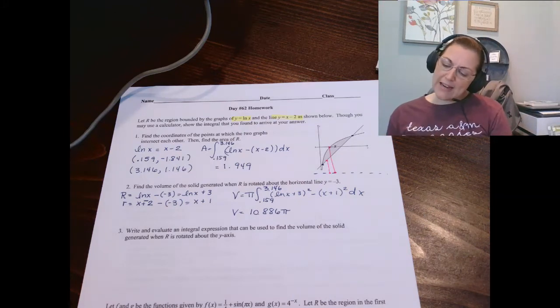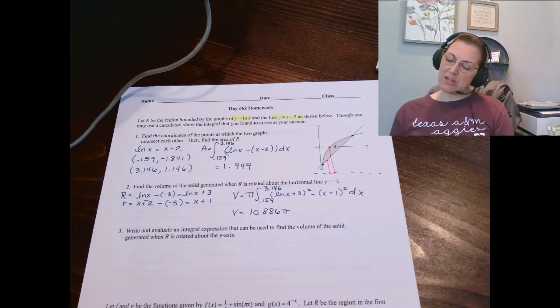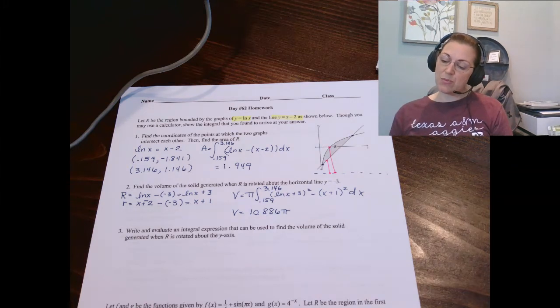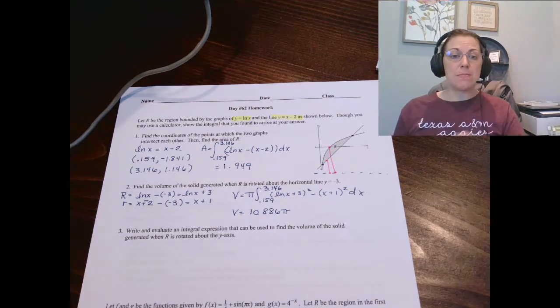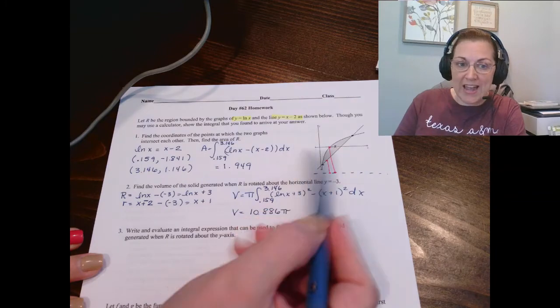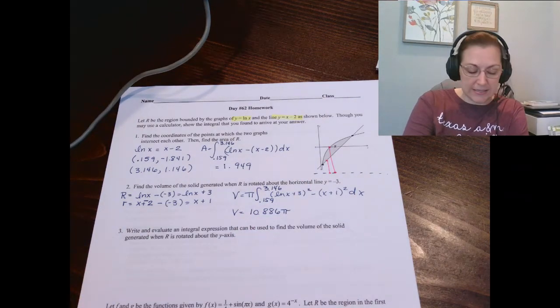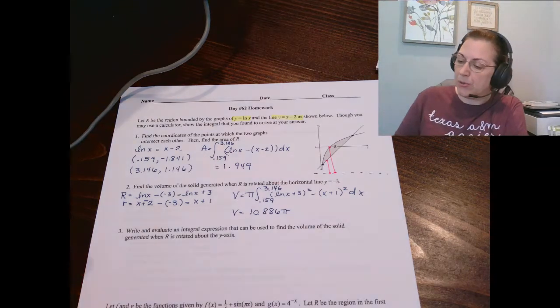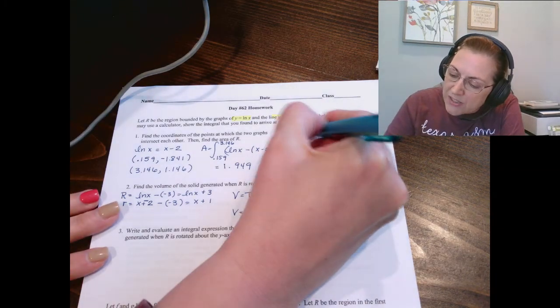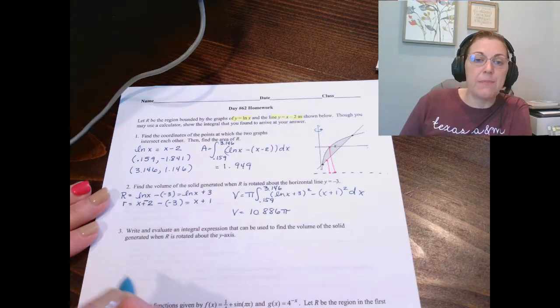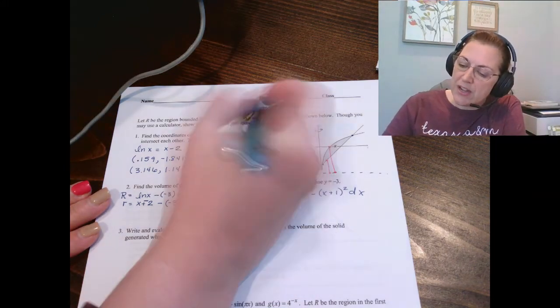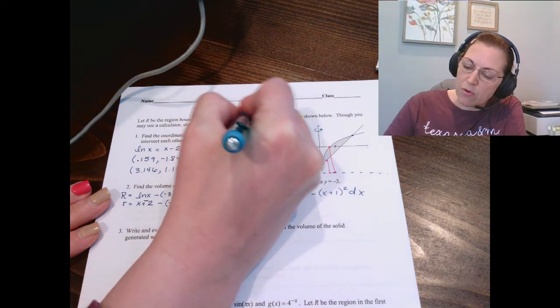Okay. All right. Number 3, then: write and evaluate an integral expression that can be used to find the volume of the solid generated when R is rotated about the y-axis. So this time we're going around a vertical axis and we are going to have to integrate with respect to y. That means we're going back to our curves and we're solving for x.